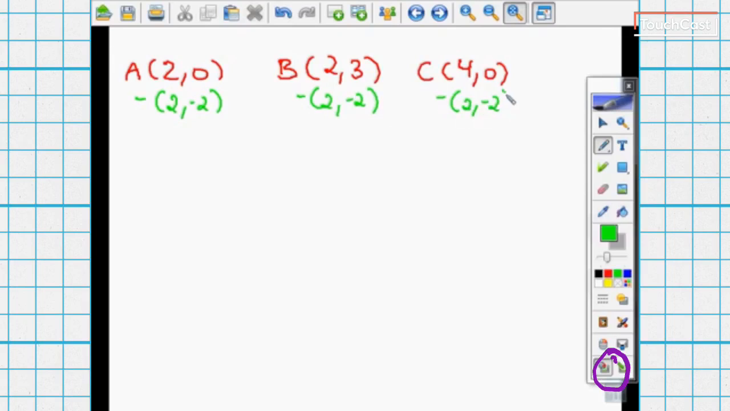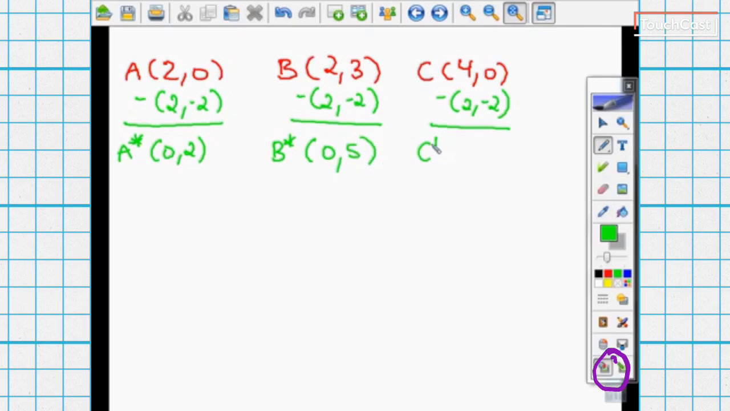Okay? Now, you have to remember your integer rules here. So A, and I'm putting a little star here. Again, this is not a mathematical term. This is just my way of helping you follow along with me as I'm saying this. This is going to be my pretend A, or what I'm moving it to. So 2 - 2 is 0. 0 minus -2 is +2. My new pretend B, 2 - 2 is 0. 3 minus -2 is 5. And then my pretend C, 4 - 2 is 2, and 0 minus -2 is +2.